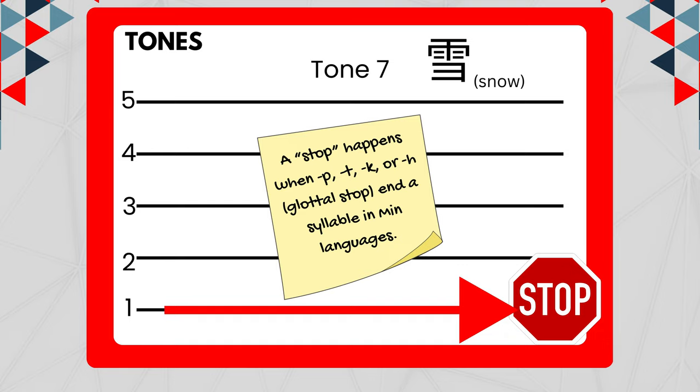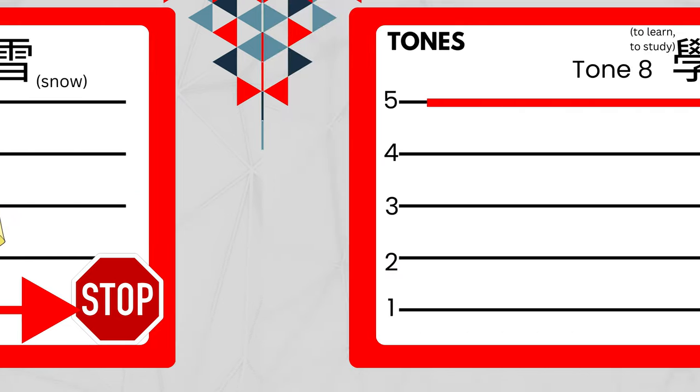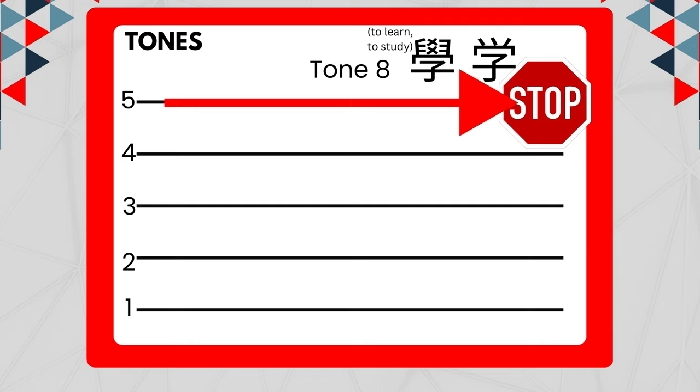Tone 7 is a low stopped tone. The word se, meaning snow, is an example of a word with this tone. Tone 8 is a high stopped tone. Obviously, this tone can only be applied to syllables ending in a stop. The word hak is an example of a word with this tone.